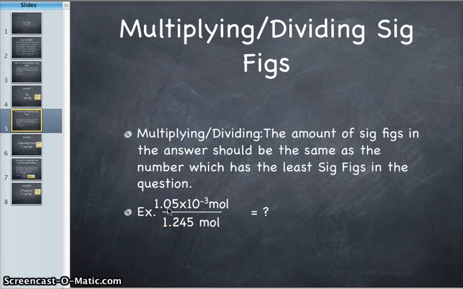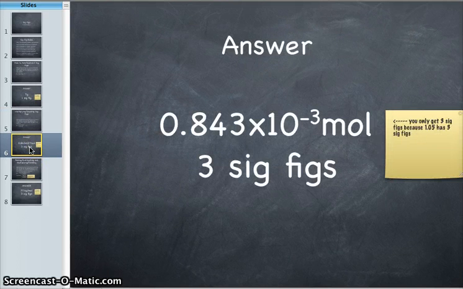So we would use 1.05, which is 3 sig figs, and you would get 0.843 times 10 to the negative 3 moles. And it has 3 sig figs because a leading 0 never counts, and 843, that's 3 sig figs.